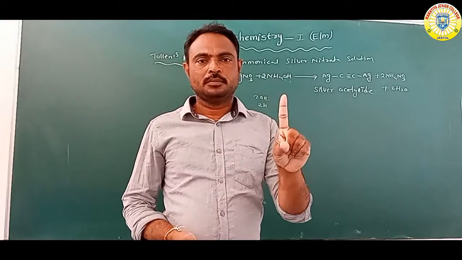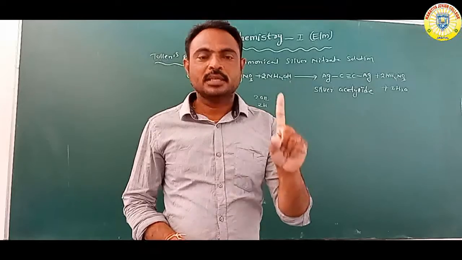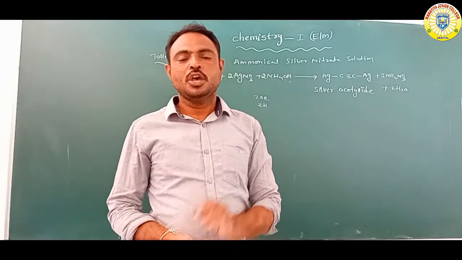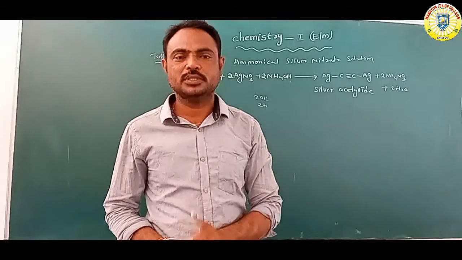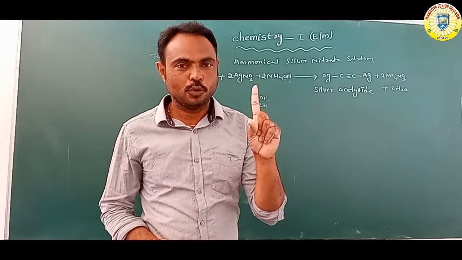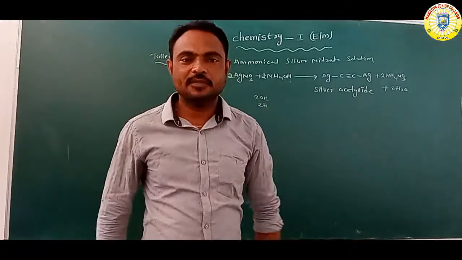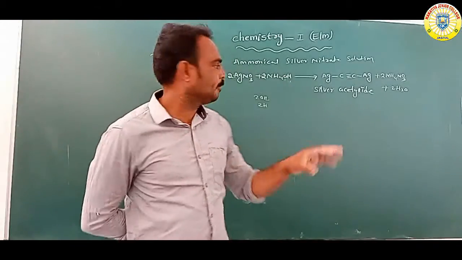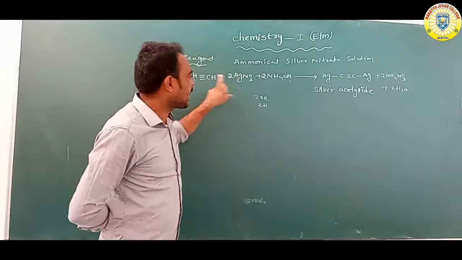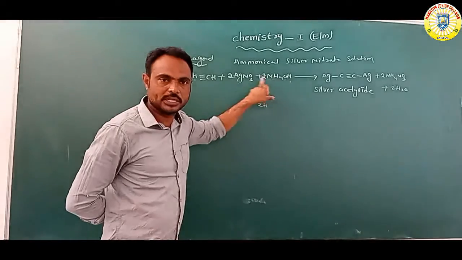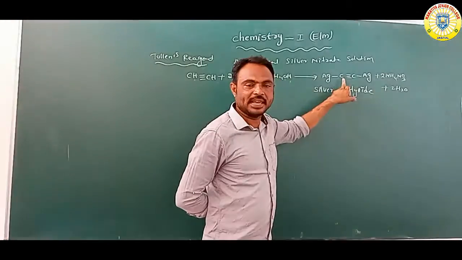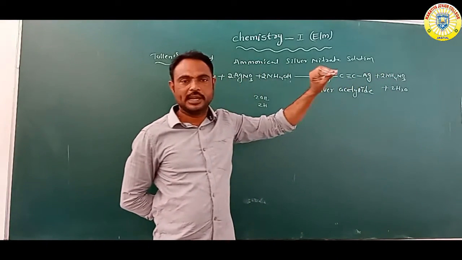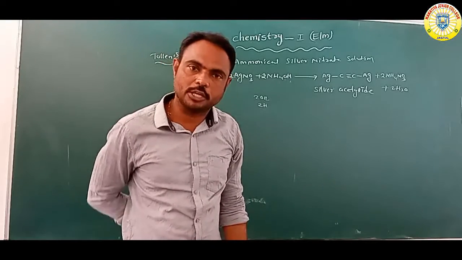Ammoniacal silver nitrate solution is called Tollens reagent. It is the combination of two compounds. Number 1, AgNO3, silver nitrate. Second one, NH4OH, ammonium hydroxide. When we take acetylene, it reacts with Tollens reagent to form silver acetylide, next NH4NO3 ammonium nitrate, and further water molecules.